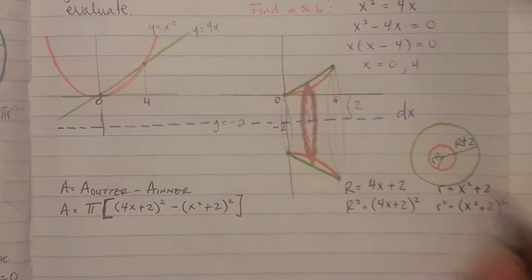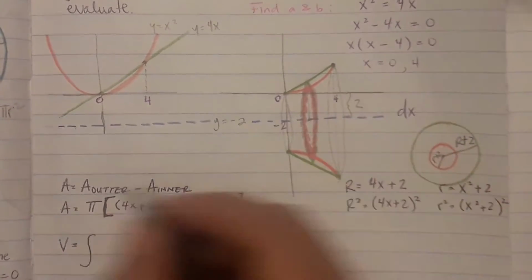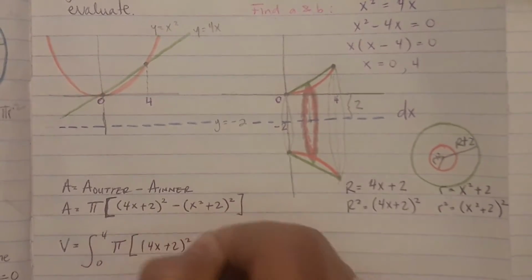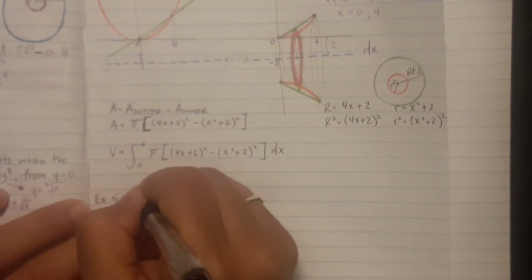Okay, so that means the volume is the integral of the area with respect to dx. That means the interval is from 0 to 4 of the area. So we're just rewriting the area out with respect to dx. And the question says, write it out, don't evaluate. Some of your AP questions will say that.